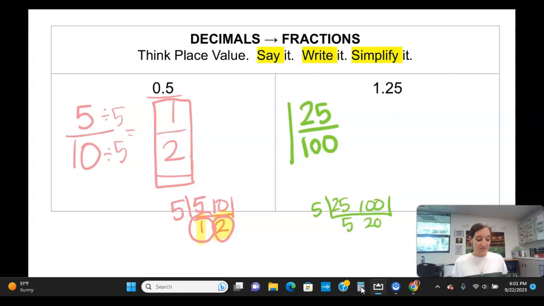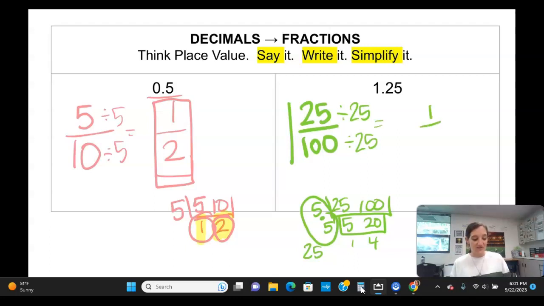That would give us 5 and 20. Well, you would see again, they end in a 5 and a 0, so we can pull out another 5, which would be 1 and 4. So we know that the greatest common factor between both of those is 25. So when I divide both of those by 25, I get 1/4. And then I still have this one whole in front of it. So we're not changing whole numbers in front. We're only changing the fraction or the decimal that's behind it. The whole numbers don't change, just the fractions do.